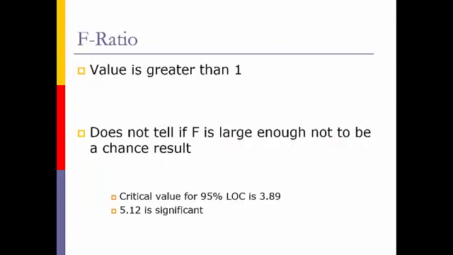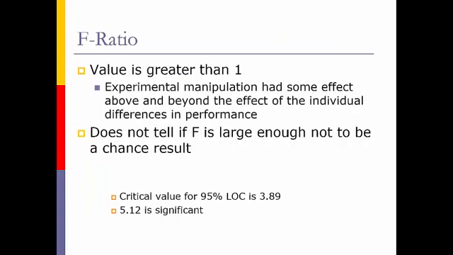How did we find out it's significant? Well, if F is greater than 1, we know that the experimental manipulation had some effect. So we want F to be greater than 1. But it doesn't tell us whether or not it's statistically significant. So how do we find out whether it's statistically significant? We're going to have to compare that with statistical tables.